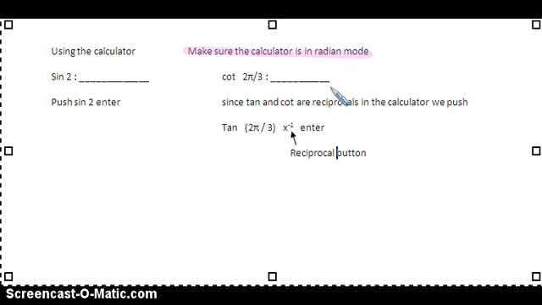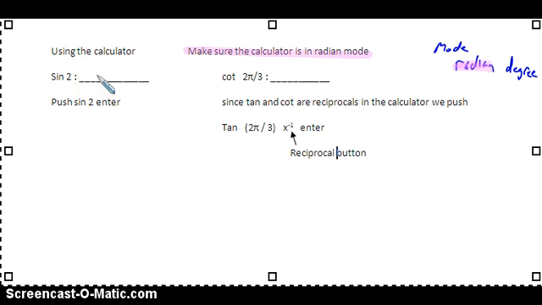The way that you do that is you'll hit your mode button, and then you will look to see whether the word radian or degree is highlighted. Since we're dealing with radians, we want to make sure we highlight radians, and then we get out of the mode feature of our calculator. And if you're not sure how to change your calculator, see me in class and I'll show you how to change your calculator to the correct mode.